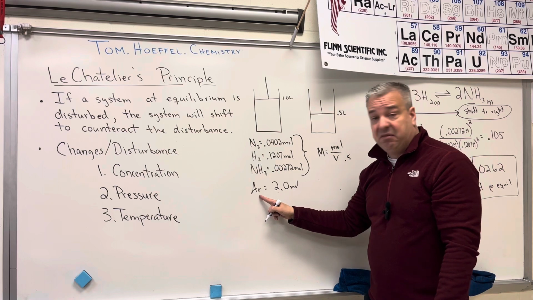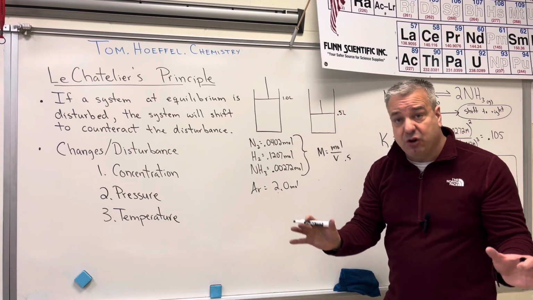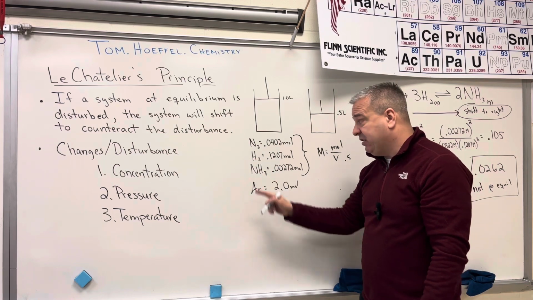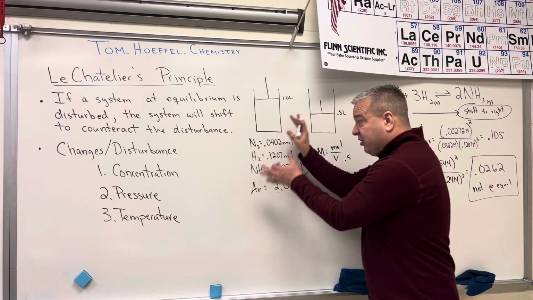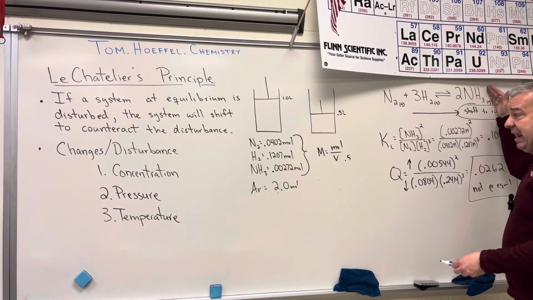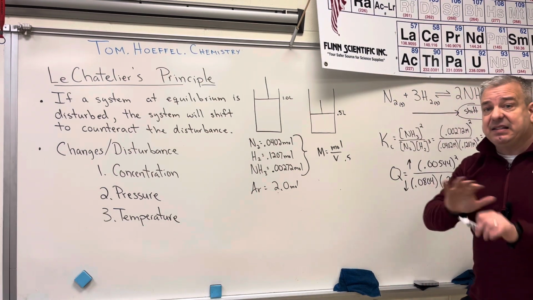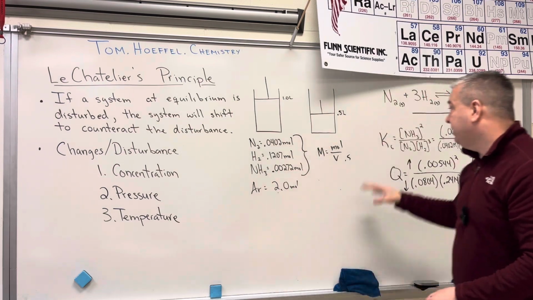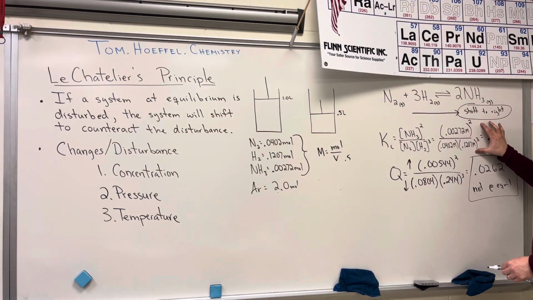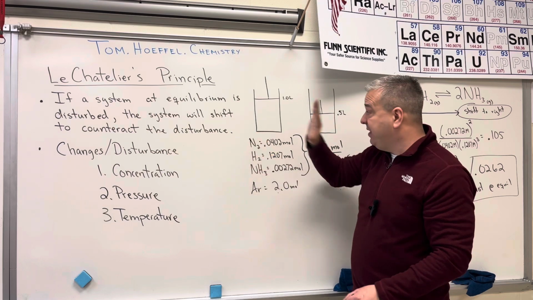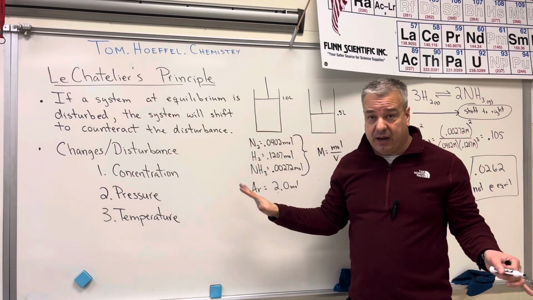This argon is inert. It's a noble gas. It doesn't react with anything. It didn't react with NH3 or H2 or N2 to change this balance of N2, H2, and NH3. And since it didn't change the balance, their molarities are still the same. It's still 0.105 in this 1 liter container, and this system will have no shift.